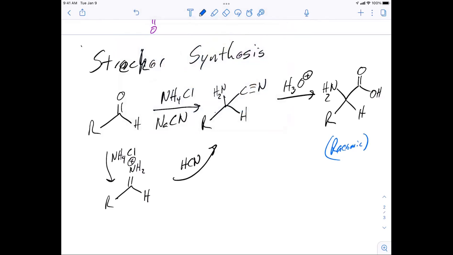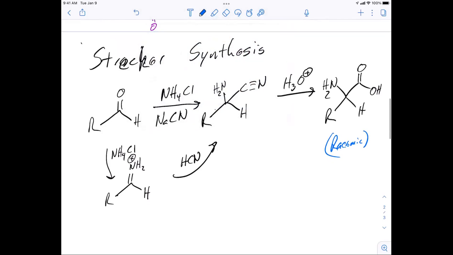So this one uses some older chemistry, right? We know how to make imines, and we know that cyano groups will react with carbonyls. They'll also react with imines, and then we just do a hydrolysis, so the Strecker synthesis.